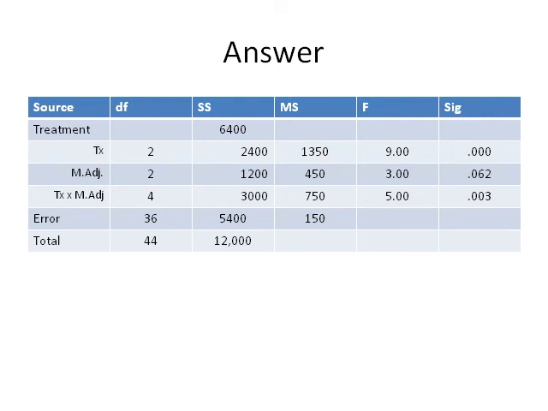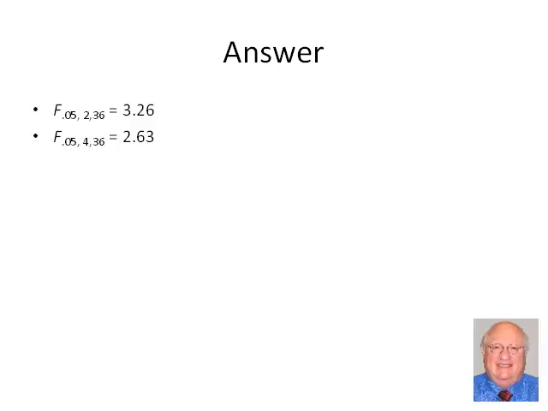Before proceeding to the next slide, see if you can locate the critical values for the marital adjustment main effect and for the interaction effect. The critical value for the marital adjustment effect is 3.26, the same as for type of treatment, and the critical value for the interaction term is 2.63.